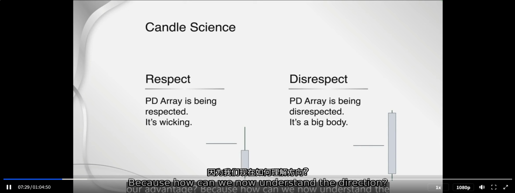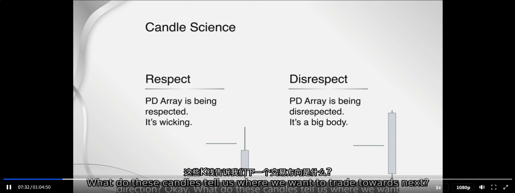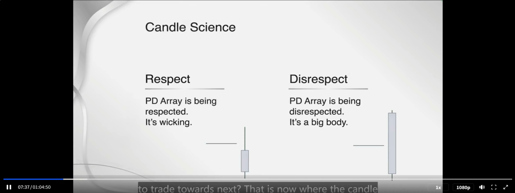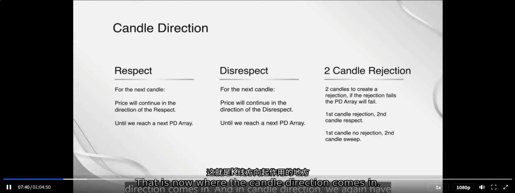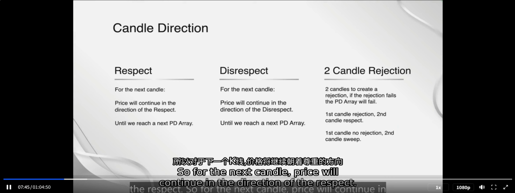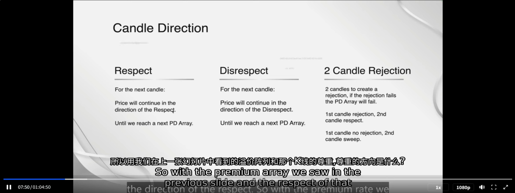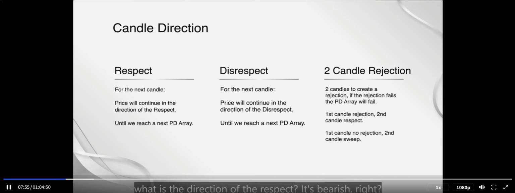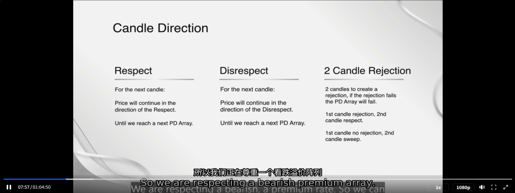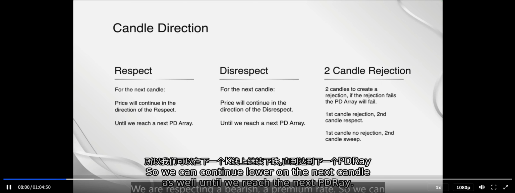Now, with this basic understanding right here, how can we then use this to our advantage? How can we now understand the direction? What do these candles tell us about where we want to trade towards next? That is where the candle direction comes in. And in candle direction, we again have the respect. So for the next candle, price will continue in the direction of the respect. So with the premium array we saw in the previous slide and the respect of that candle, what is the direction of the respect? It's bearish, right? We are respecting a premium array. So we can continue lower on the next candle until we reach the next PD array.